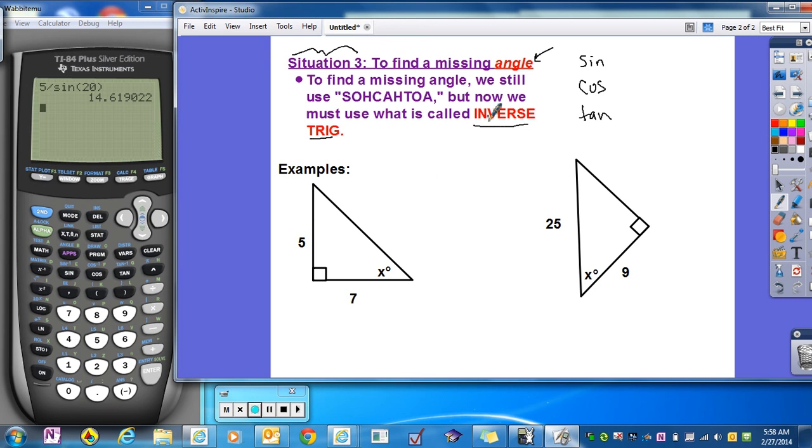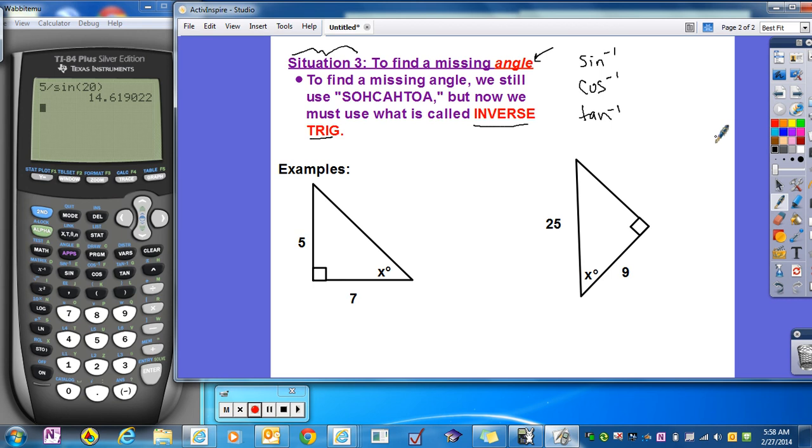All right, but when I do inverse, the inverse is sine to the negative 1, cosine to the negative 1, and tangent to the negative 1. So if you look at your calculator, above sine in blue says sine to the negative 1, above cosine says cosine to the negative 1, and above tangent says tangent to the negative 1. So that means when I do inverse tangent, since all of those words are in blue, you're going to hit that blue second button first.